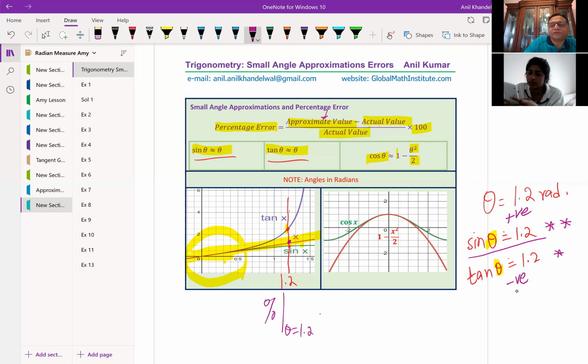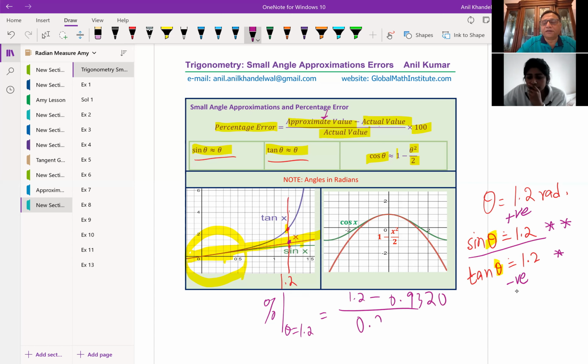Let's do this calculation, right? So the approximate value is 1.2 minus the actual value. So put it in radians. So shift mode, in my case 4, is radians. So if I do sine of 1.2, I get a value which is 0.9320, right? Yeah. That is what I get.